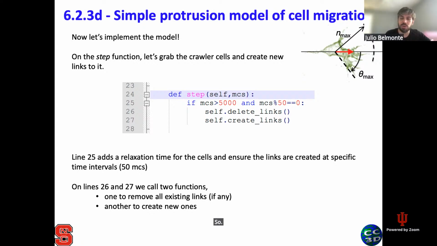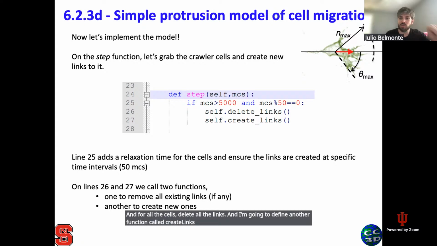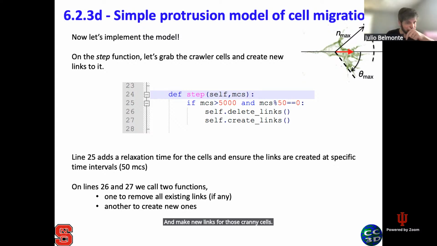So that's what you're going to do. You're going to define a function that goes over all the cells and, for all the cells, deletes all the links. And you're going to define another function called create links that goes over all the crawling cells and makes new links for those crawling cells. So the first one is to remove the links, the other one is to create links. Why did I do it like this and not just write all the code inside here? Two reasons. First, your code is going to look cleaner if you break it down into functions. And second, it's just good programming practice to break your things into functions.